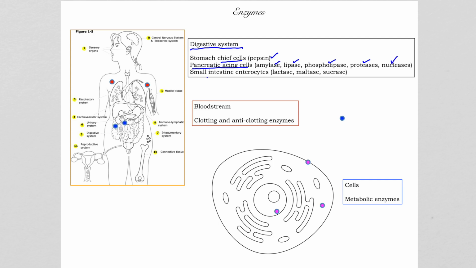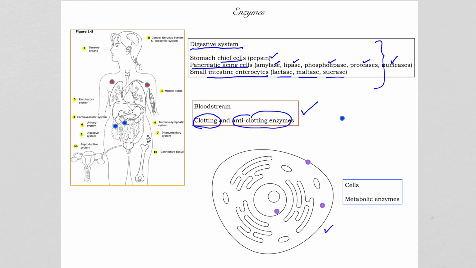And then the small intestinal enterocyte cells have enzymes on their membranes, enzymes such as lactase, maltase, and sucrase. And all of these enzymes help in digesting our food, so we can call them digestive enzymes. The bloodstream is filled with enzymes. Many examples of clotting enzymes that allow blood to clot, as well as anti-clotting enzymes that prevent blood clotting.